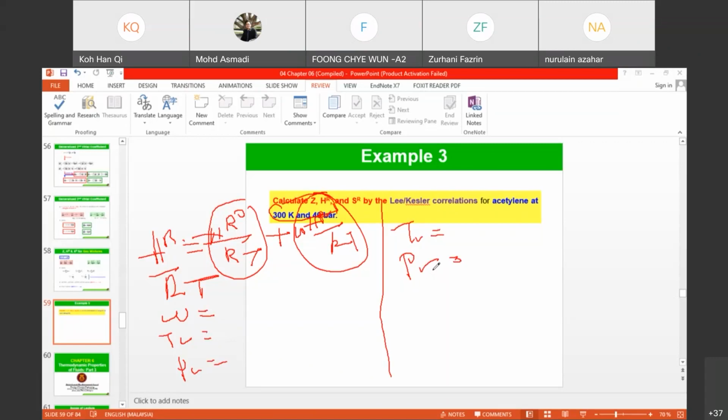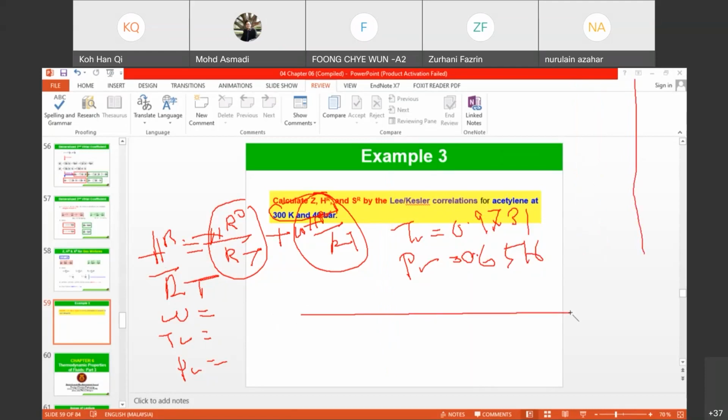Okay. So if you look at the table E5 to E12, if you calculate PR, you can get 0.6516 and TR is equal to 0.9731. Okay, from the table, if you look there, 2, 4.